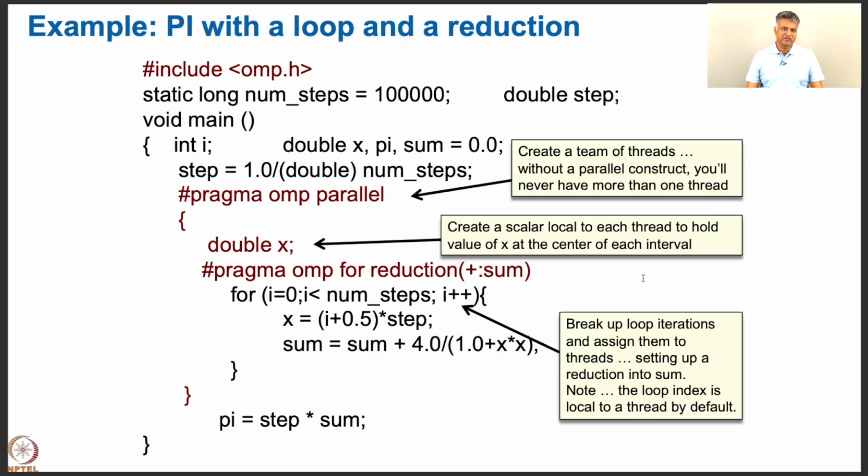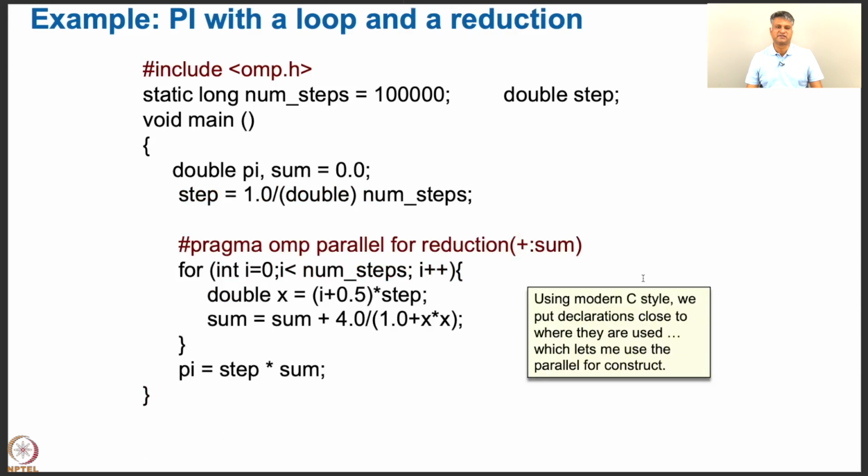The number of threads can be decided at runtime for this, and the for loop will be split up based on the number of threads. The loop index, we must remember, is local to each thread by default. If we do not do that, then it's going to be problematic. And then finally, you can compute the global value of pi.